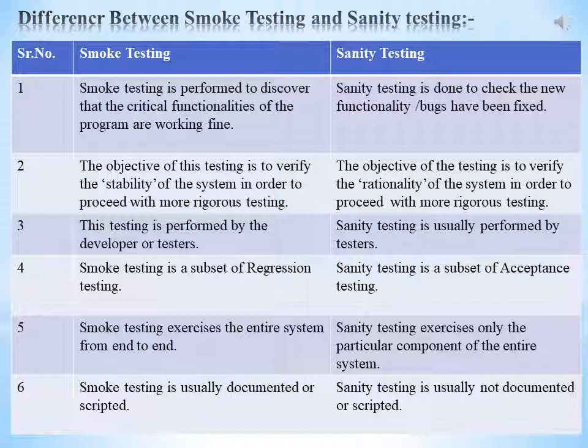Smoke testing is performed by the developer or tester, and sanity testing is usually performed by the tester. Smoke testing is a subset of regression testing, and sanity testing is a subset of acceptance testing. Smoke testing exercises the entire system from end to end, and sanity testing exercises only a particular component of the entire system.